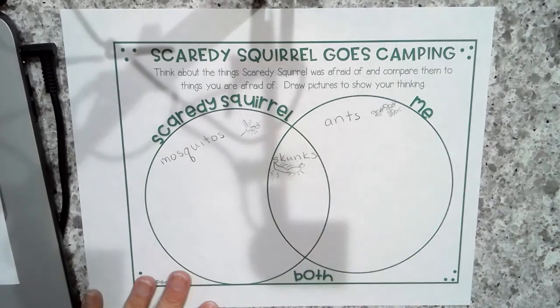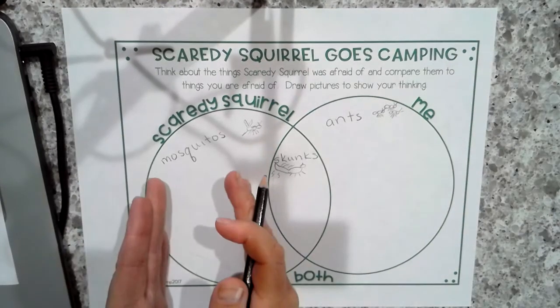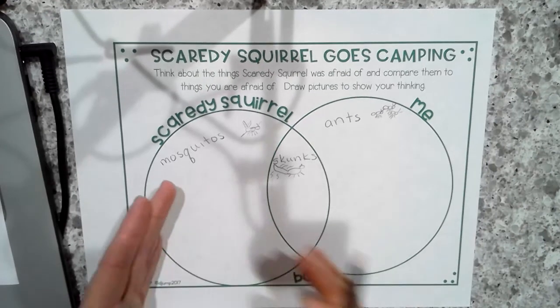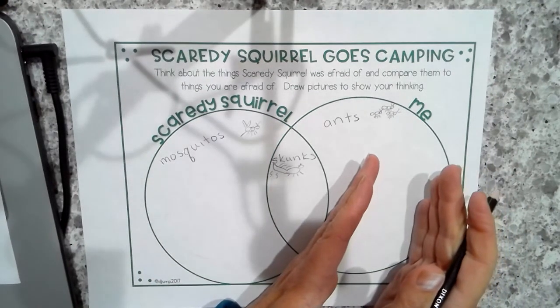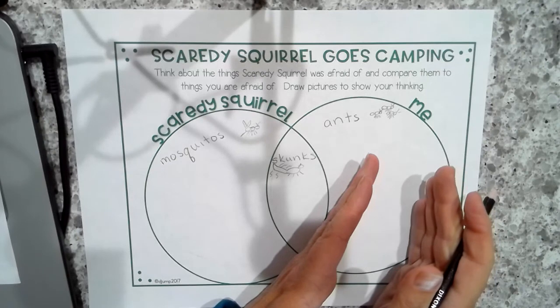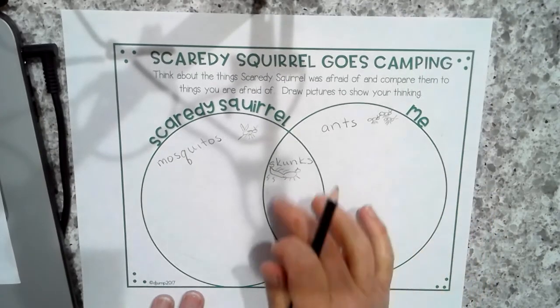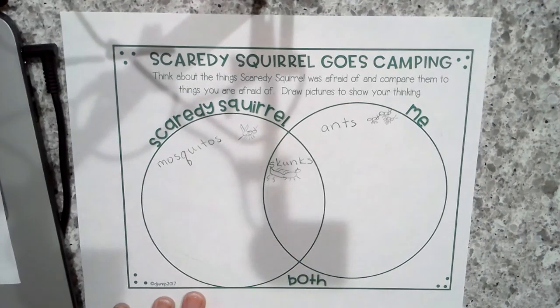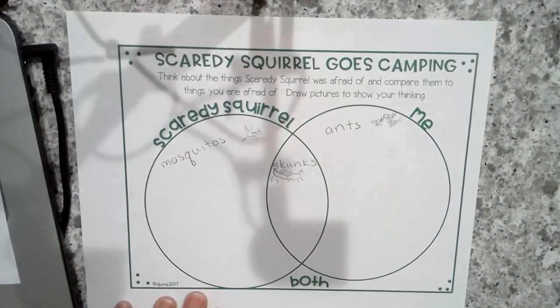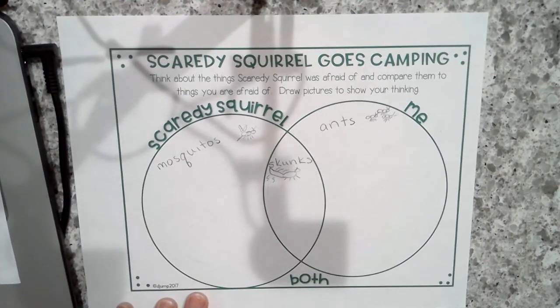They have little ears. All right, so now I want you to think about the other things that Scaredy Squirrel is afraid of. And if he's afraid of it, but you're not, put it in his side. If it's something that you're afraid of, but the book didn't mention that he is afraid of, put it in the me side. And if it's something you're both afraid of, put it in the center. So go ahead and pause the video. And when we come back, I'll show you how I finished filling out the Venn diagram.